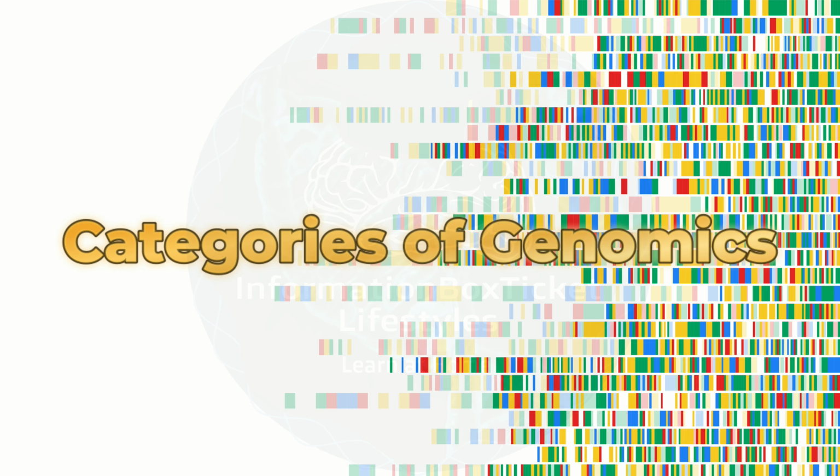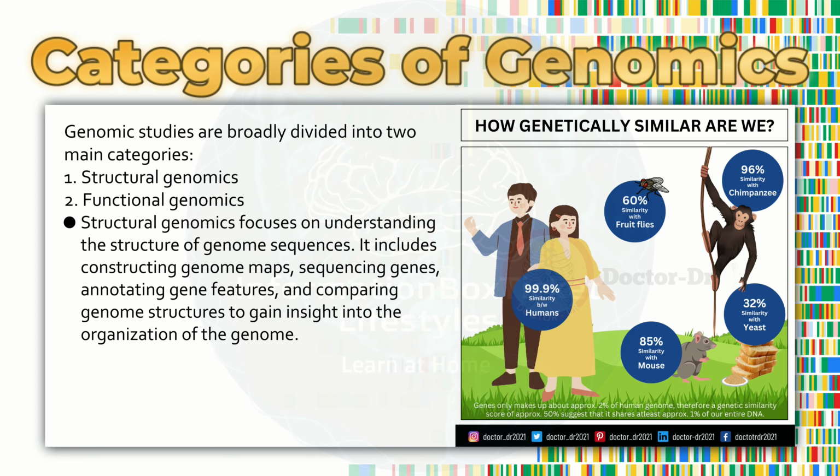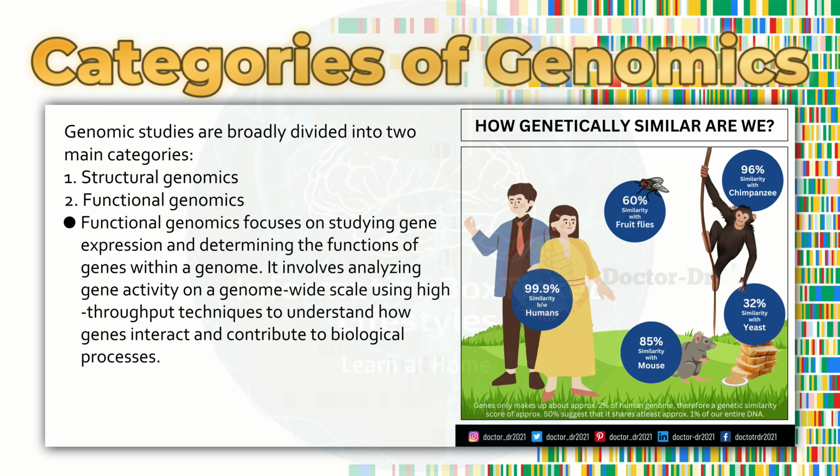Categories of Genomics. Genomic studies are broadly divided into two main categories. 1. Structural genomics. 2. Functional genomics. Structural genomics focuses on understanding the structure of genome sequences. It includes constructing genome maps, sequencing genes, annotating gene features, and comparing genome structures to gain insight into the organization of the genome. Functional genomics focuses on studying gene expression and determining the functions of genes within a genome.